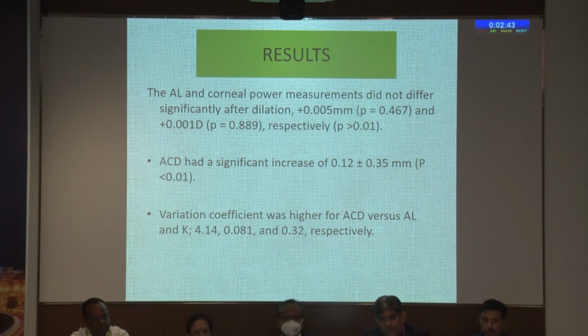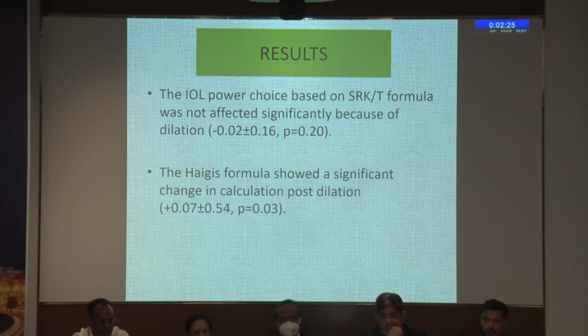The axial length and the corneal power measurements did not differ significantly after dilation, having values of 0.005 mm and 0.001 respectively, while the ACD had a significant increase of 0.12 plus or minus 0.35 mm. Variation coefficient was higher for the ACD versus the axial length and the keratometric reading. The IOL power choice based on the SRK/T formula was not affected significantly by the dilation. The Haigis formula showed a significant change in the calculation post-dilation.